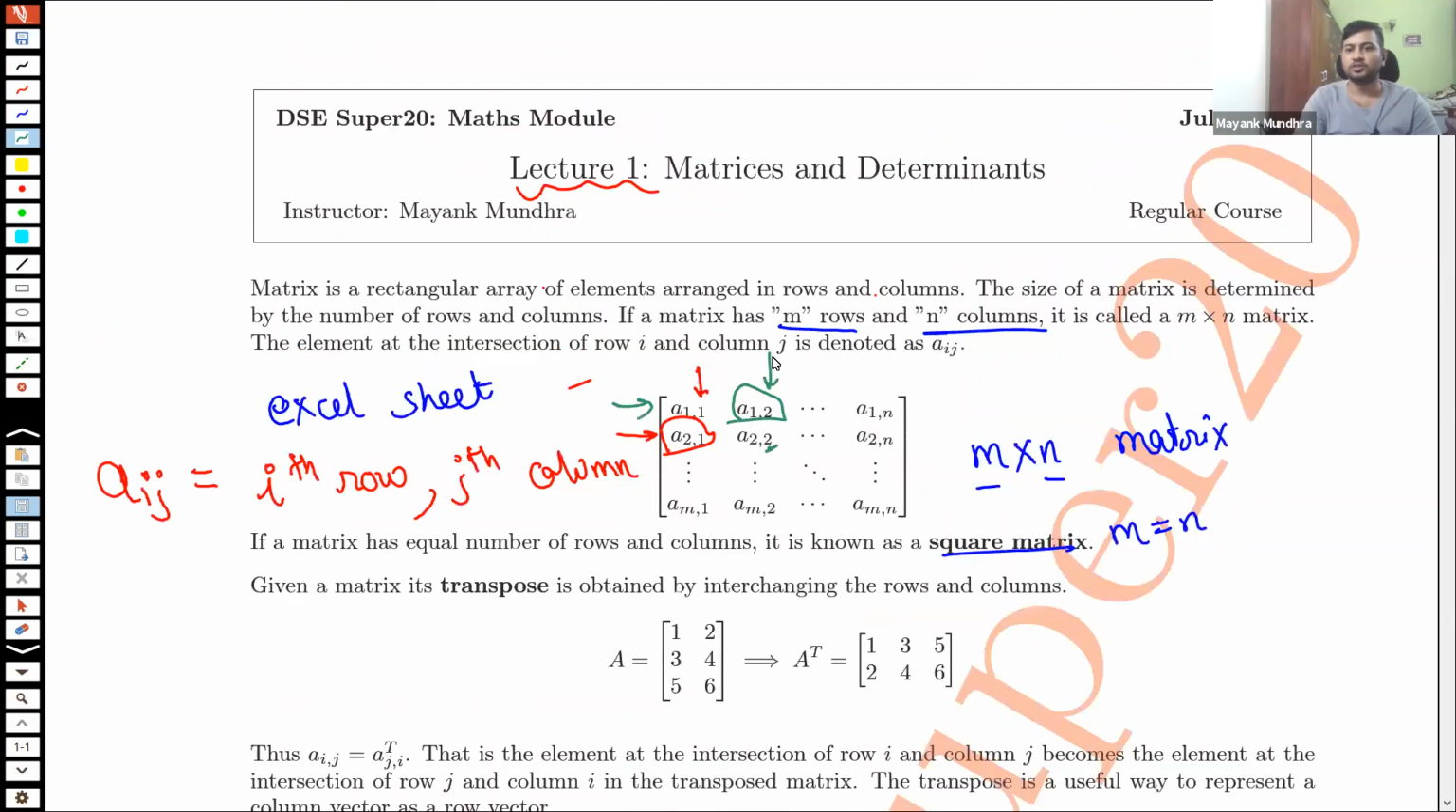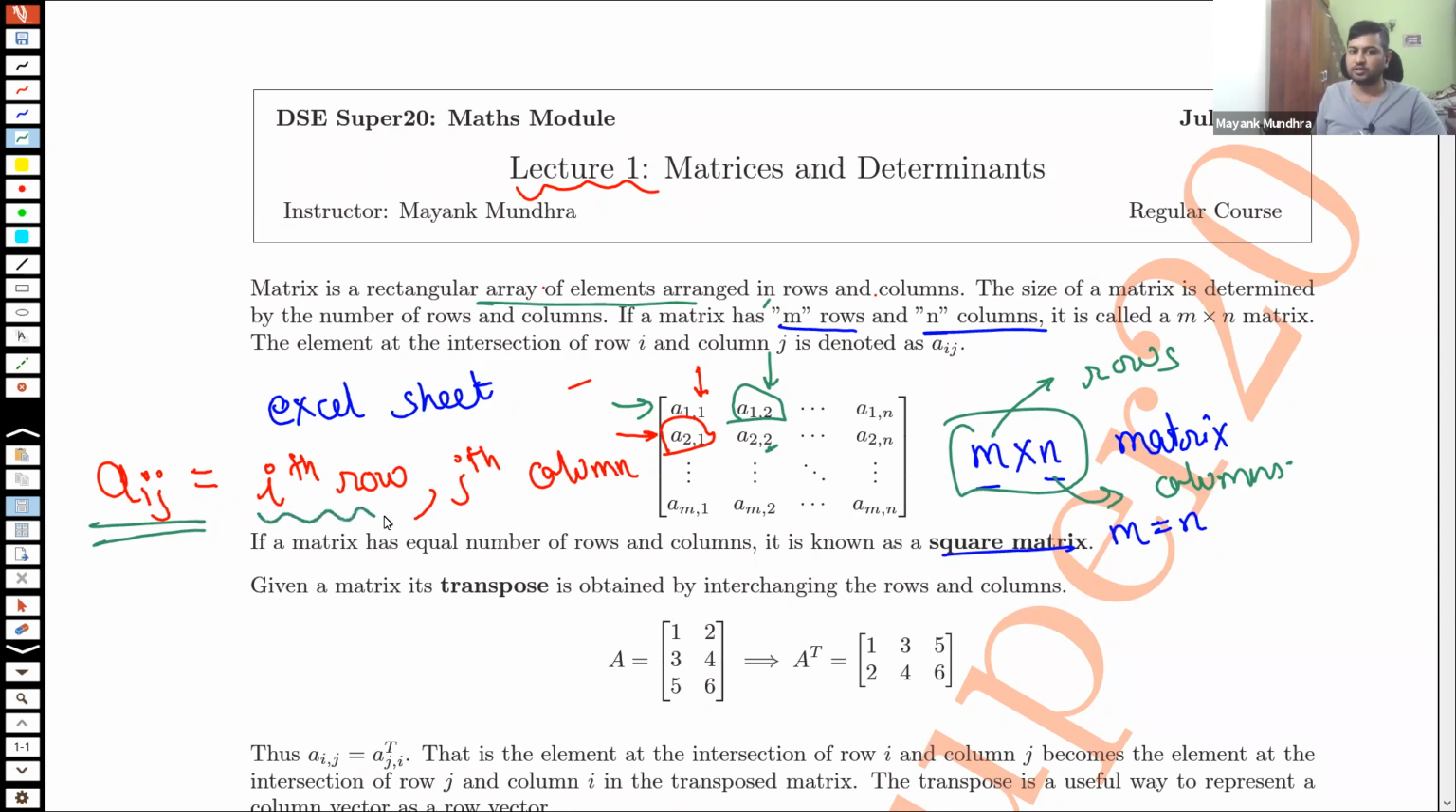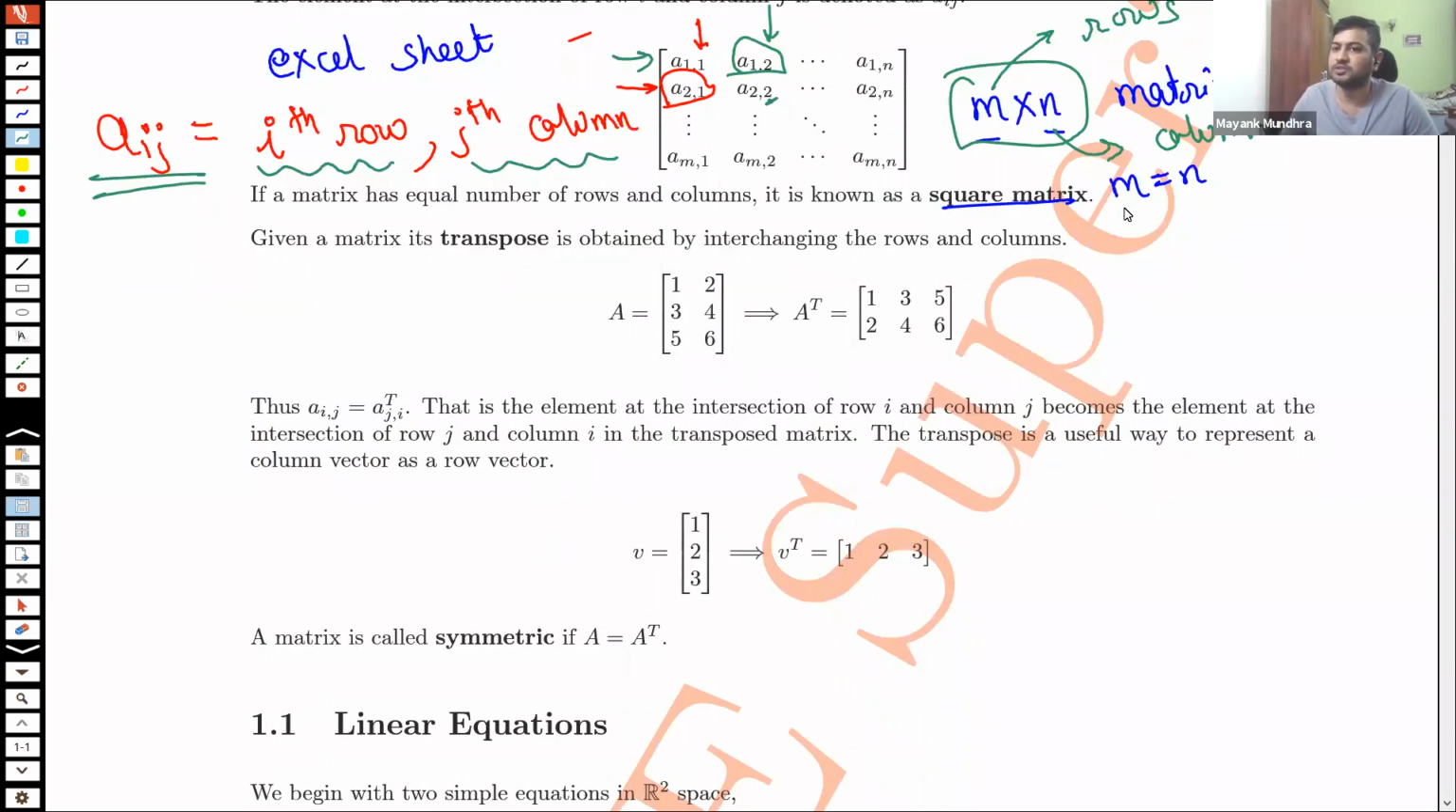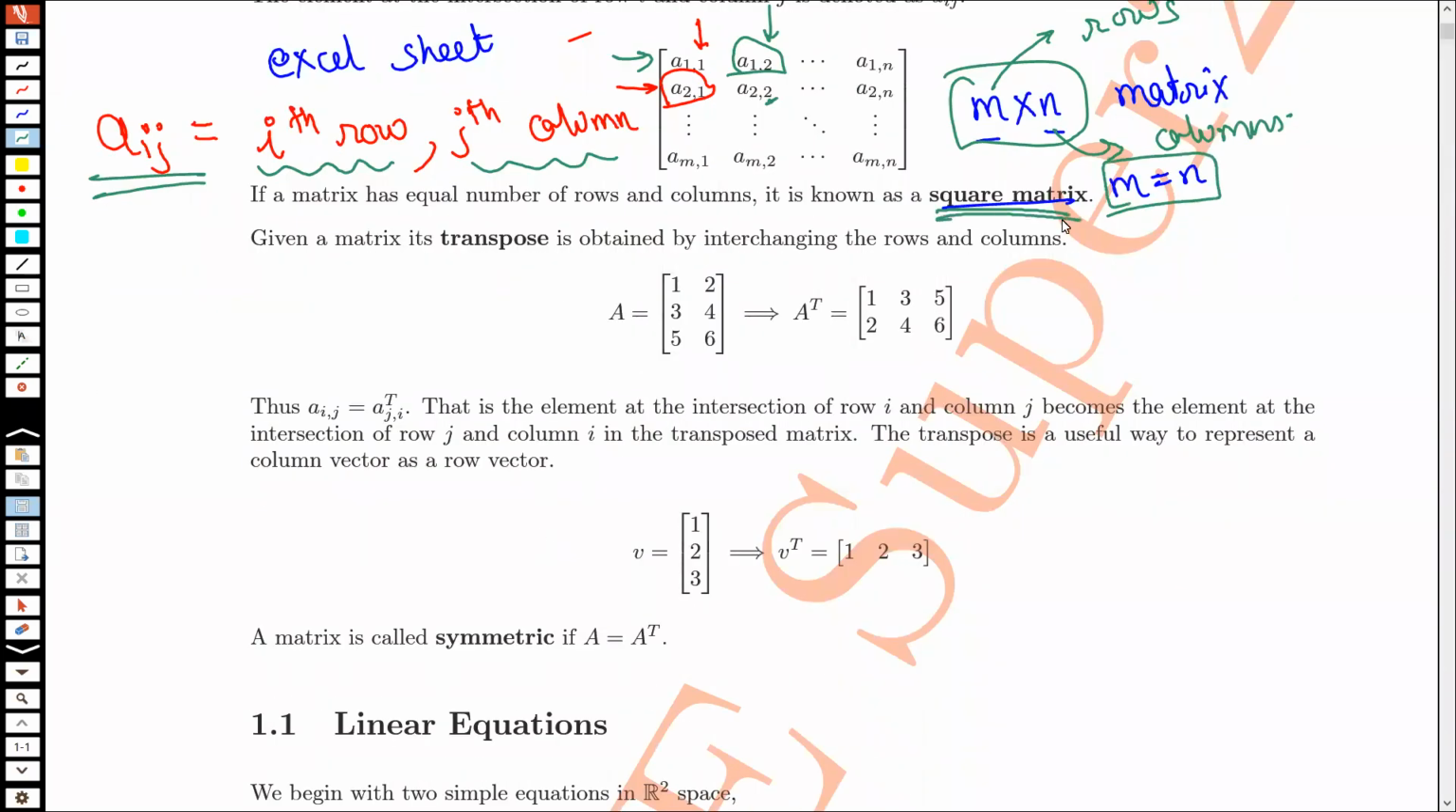Got it. So basically, a matrix is a rectangular array of elements. The size is m cross n, where m is the number of rows in a matrix, n is the number of columns in a matrix, and aij is the element at the intersection of the ith row and jth column. Okay. When the number of rows and number of columns are equal, it's called a square matrix.